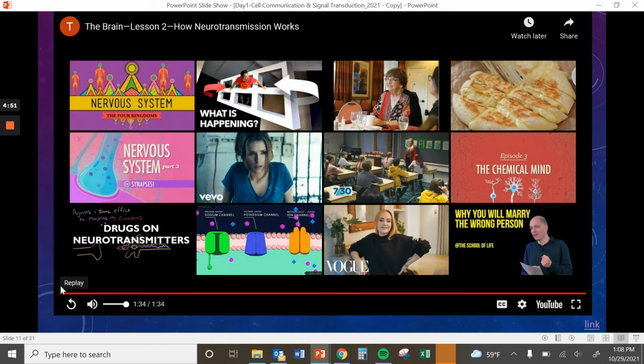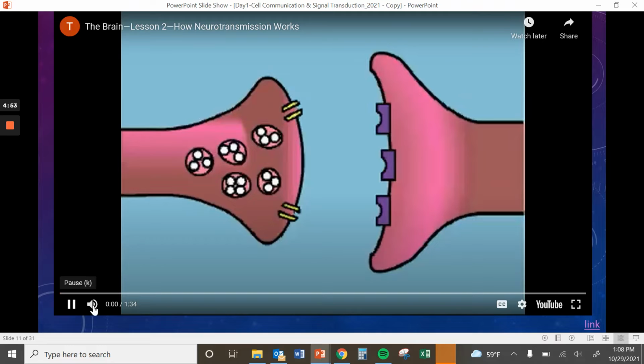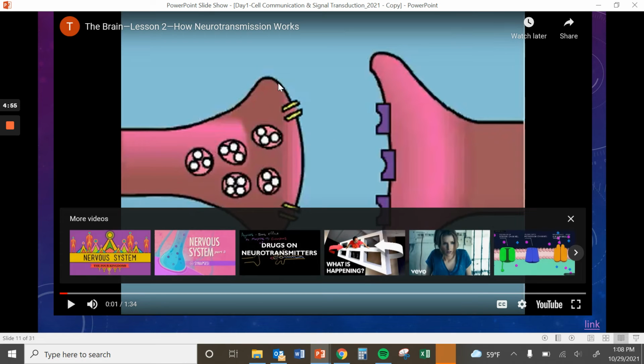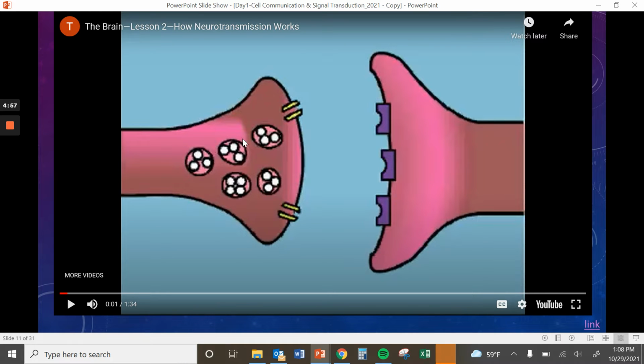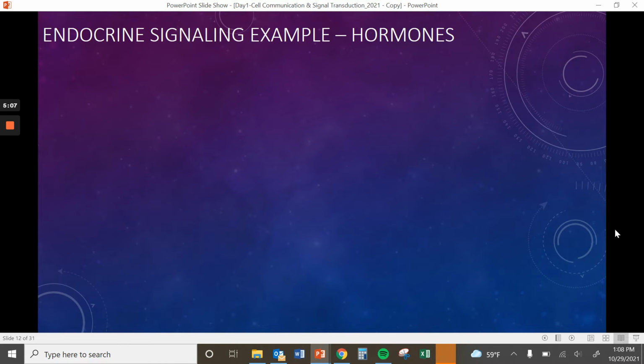Okay, so we don't have to actually memorize all of those little steps in there. The big point in communication is that we have a signal being sent and it's not directly touching. The two cells are not directly touching, the signal is just being sent, and there are receptors on one cell. Okay, so then we also have endocrine signaling.